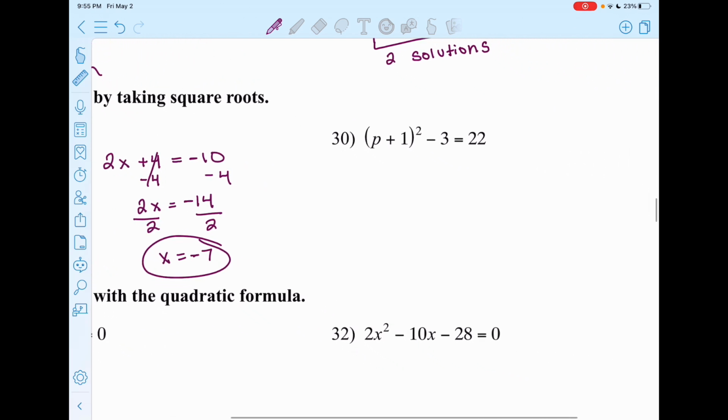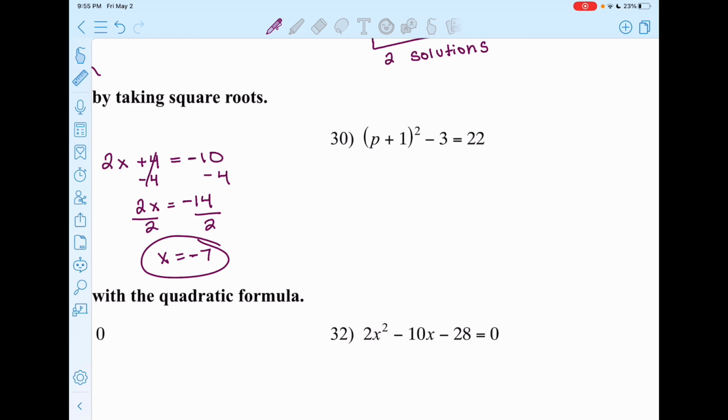Let's try number 30. I have to get the parentheses squared by itself before I square root, which means I need to add 3 to both sides. And I get p plus 1 squared is equal to 25. And now that the parentheses squared is by itself, now I can square root.